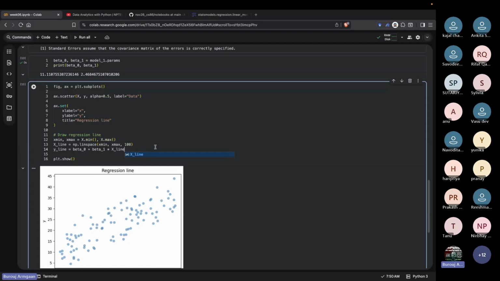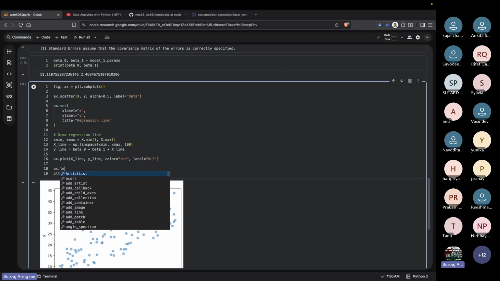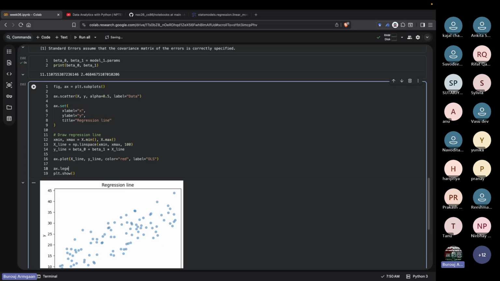Now I can just plot this. I can say ax dot plot. My x-axis should be x line, y-axis should be y line. We can use a different color. We can say make it red, and we can provide a label saying this is an ordinary least square regression line. And since now we have labels, we can also do a legend.